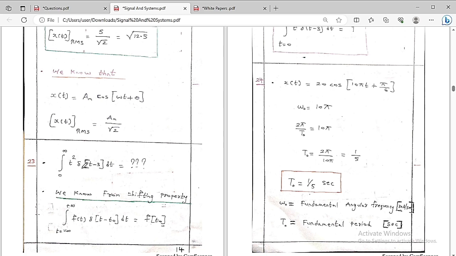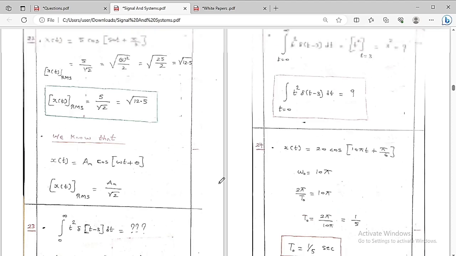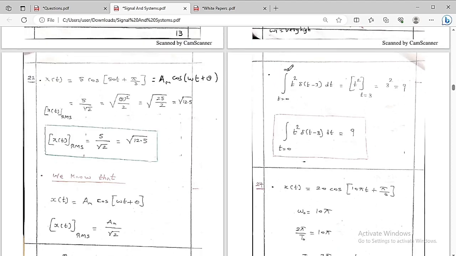So substitute: f of t is t square and t naught is equal to 3. We substitute here, so 3 whole square is 9. You are going to get this because the signal lies in the limits of the integration, so the value is f of t naught, where t naught is equal to 3, and 3 square is equal to 9. So the integration of t square into delta of t minus 3 dt is equal to, in place of t substitute t is equal to 3, and simplifying we get 9. So 9 is the correct solution of this question.